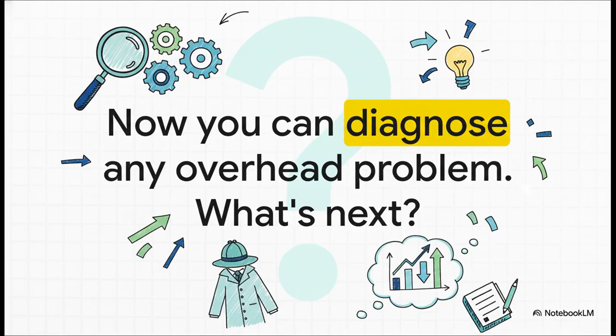And that's it. You're now officially equipped with the complete forensic kit to dissect any variable overhead problem. You're not just a number cruncher anymore, you're a detective who can explain the why behind the numbers. So the only question left is, what mystery are you going to solve next?